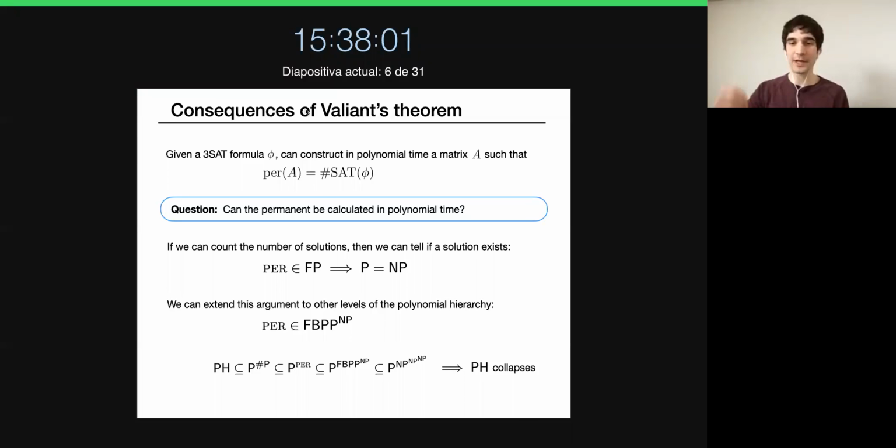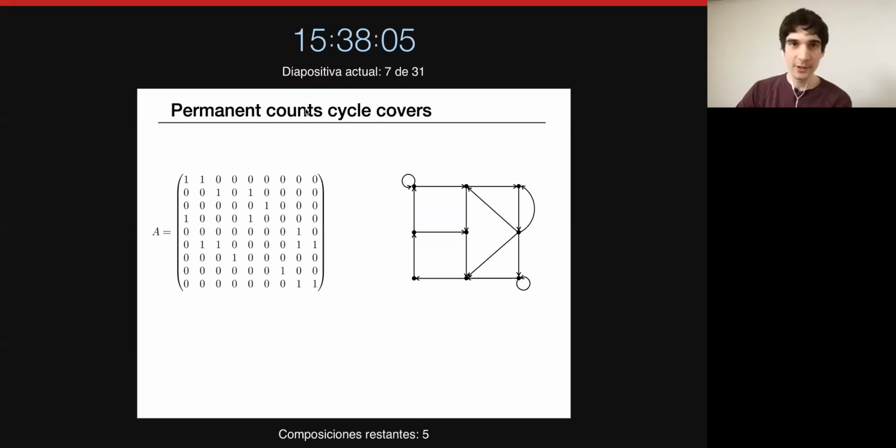And how would you actually go about proving a statement like this? Well, I said earlier that the permanent doesn't have any easily describable geometric interpretation or anything like that. But that doesn't mean it doesn't have any good interpretations. In fact, it has some very good combinatorial ones.